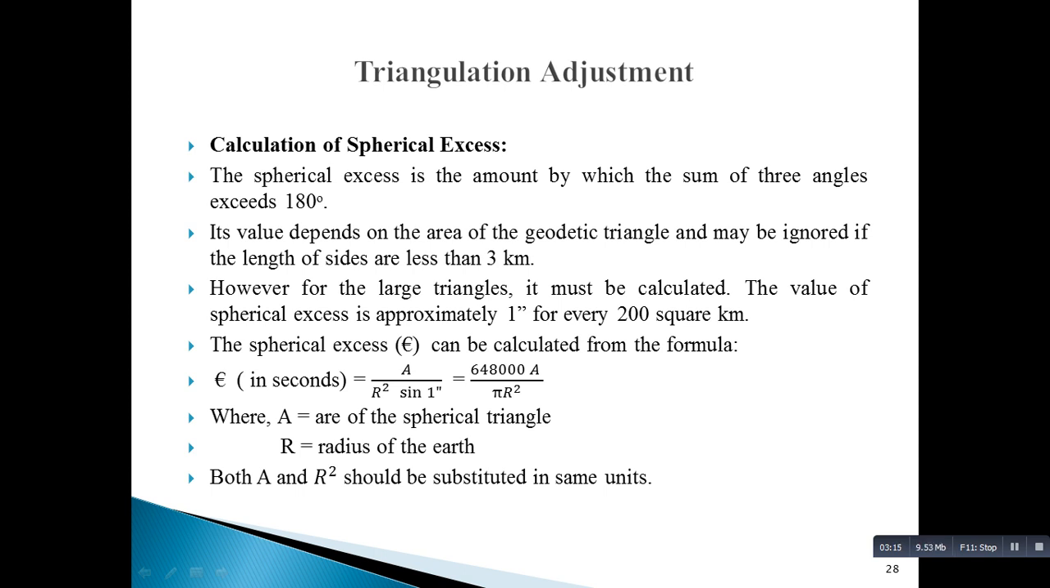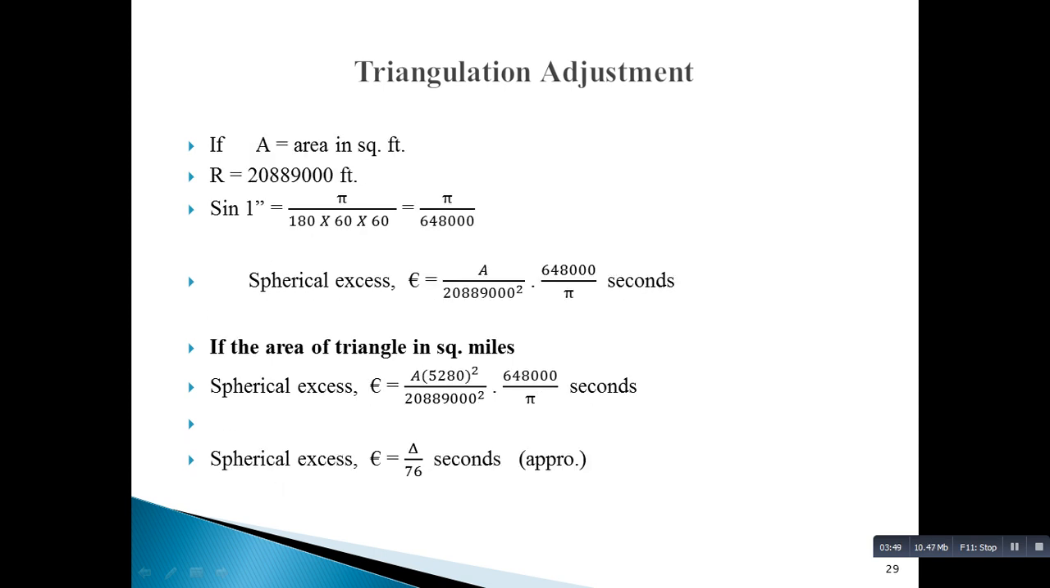The spherical excess can be calculated from the following formula. Spherical excess in seconds is equal to A divided by R squared into sine 1 second, or, if we convert the angle from radians to seconds, it is 648,000 A divided by pi R squared, where A is the area of the spherical triangle and R is the radius of the Earth. Both A and R squared should be substituted in the same unit. For example, if we consider the area in square feet, the radius of the Earth is also in feet.